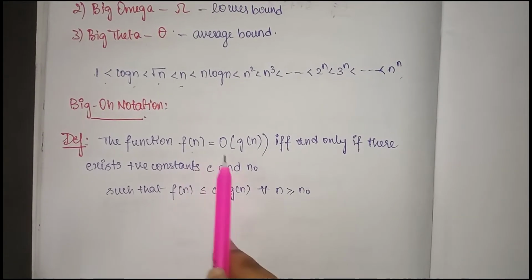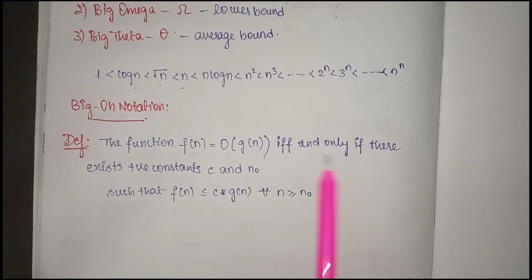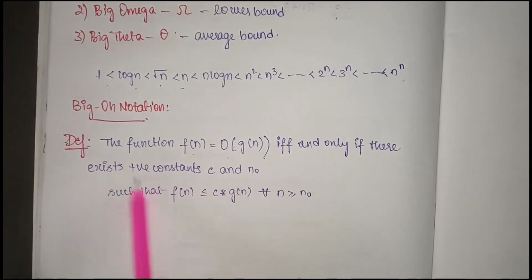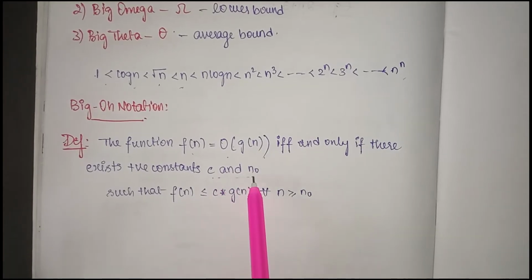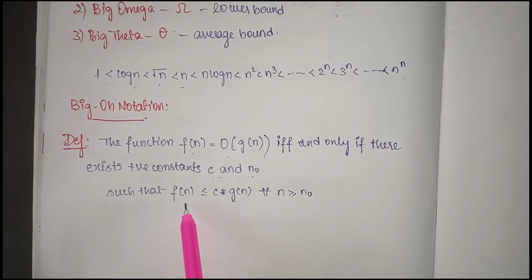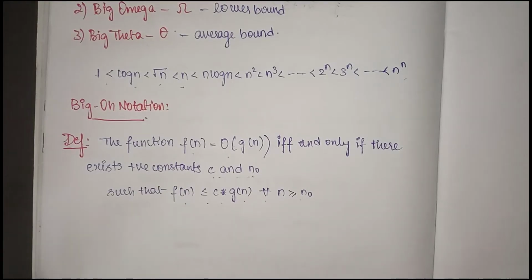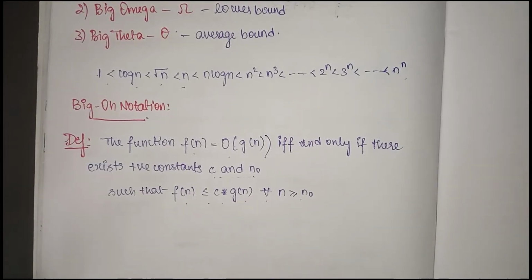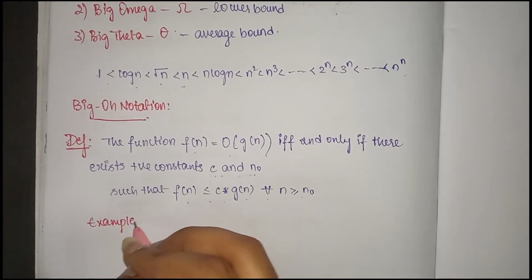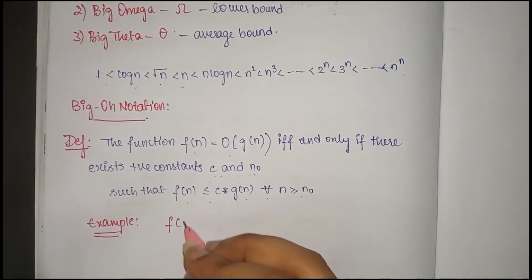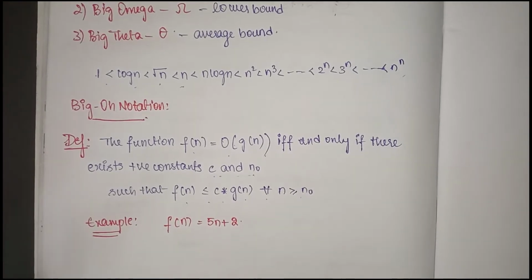That is, f of n is equal to order of g of n. For this function to be satisfied, if and only if there exist positive constants. What are those positive constants? C and n naught. If there exist this C and n naught such that your f of n will be less than or equal to C into g of n for all n greater than or equal to n naught. To understand this particular definition, we need to deal with an example. So what is that example? F of n is equal to 5n plus 2. So this is the function I'm having.